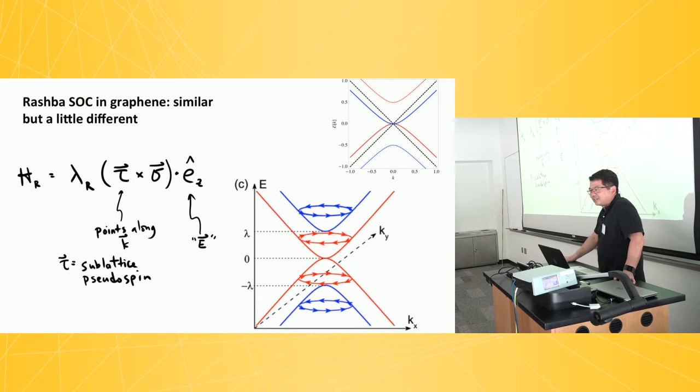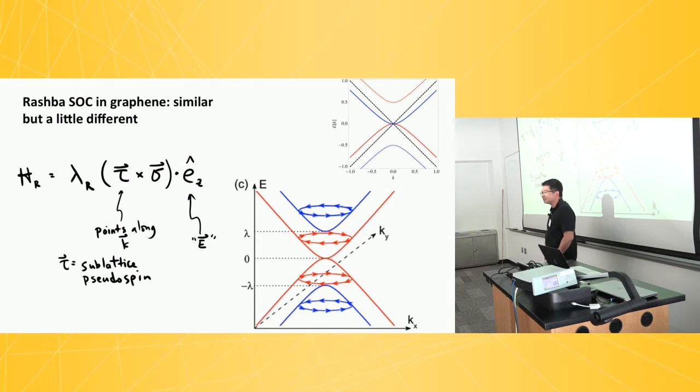Yeah. This is maybe too big of a question for now, but so you have these two cones that are separated, and they're spin polarized. Right? Mm-hmm. That's a great question.